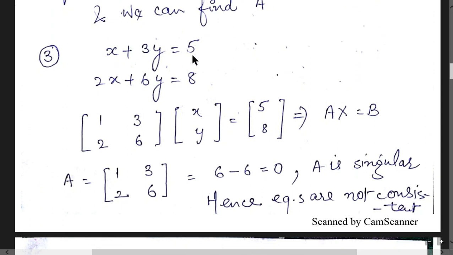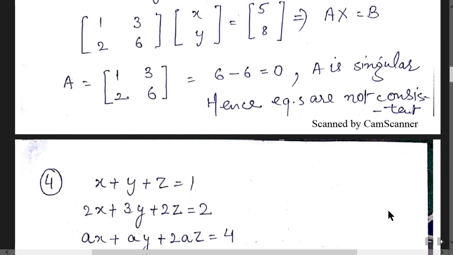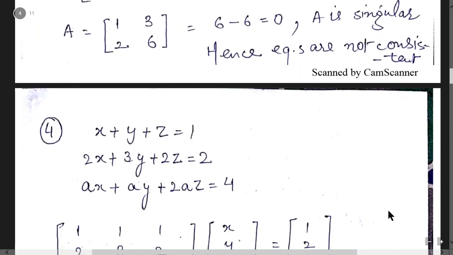x plus 3y is equal to 5 and 2x plus 6y is equal to 8. The value is 0. Determinant of A is equal to 0. It means A is singular, hence the equations are non-consistent or inconsistent and you can't find the value of X and Y.